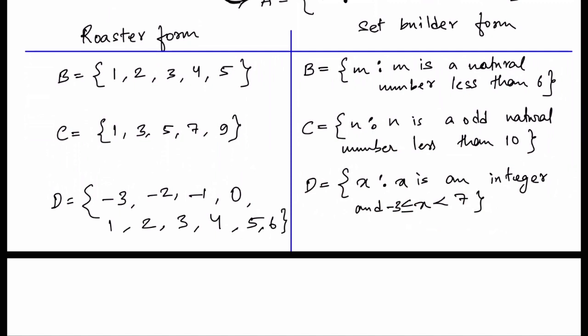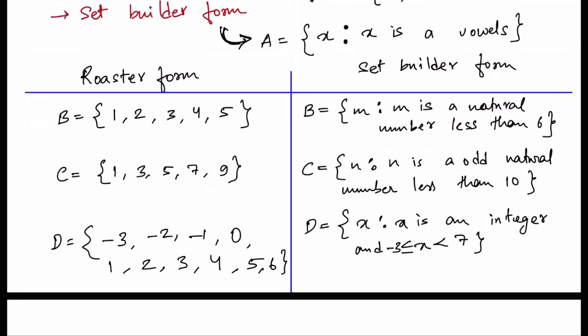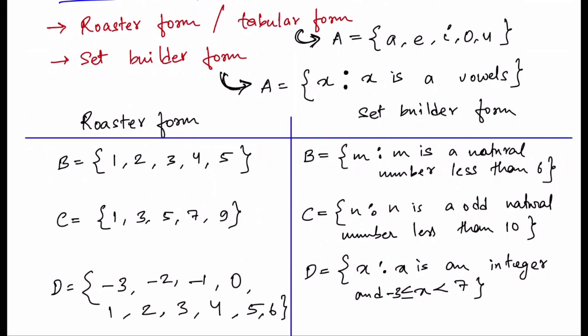So what are the elements? The elements are minus 3, minus 2, minus 1, 0, 1, 2, 3, 4, 5, 6. These are all the elements in the roster form. So these are the three examples we have used for the discussion of roster form and set builder form. Now we will see some other examples.